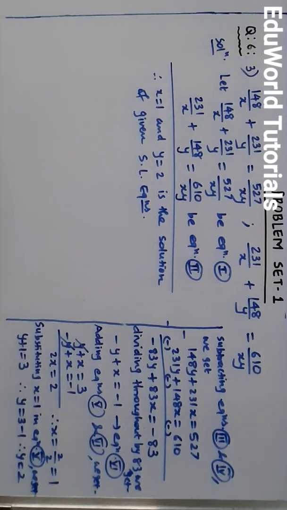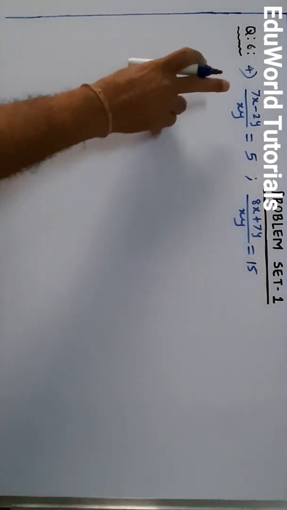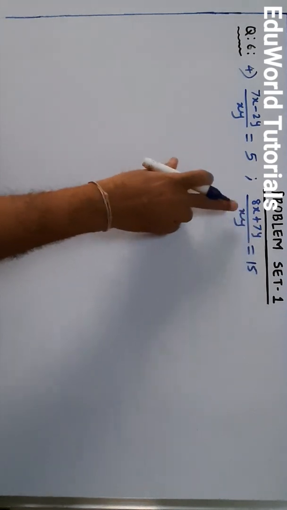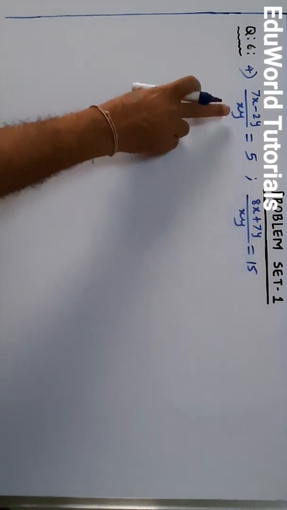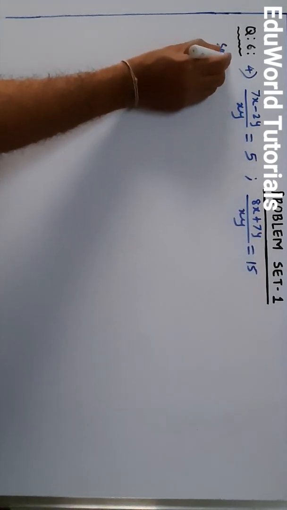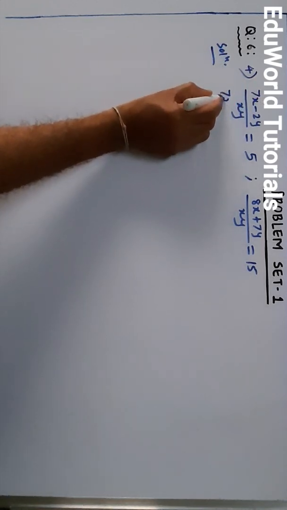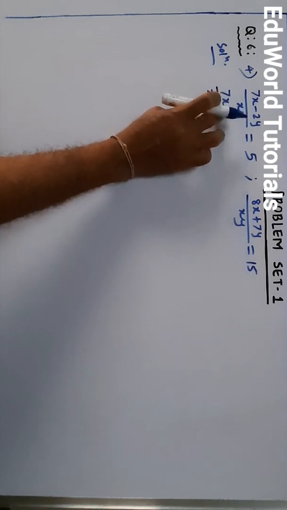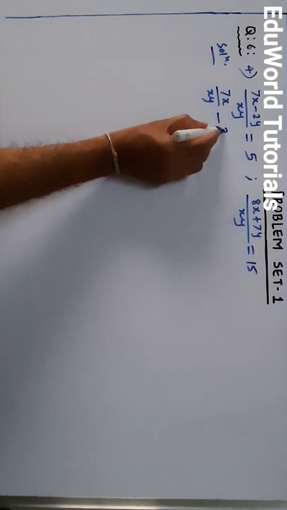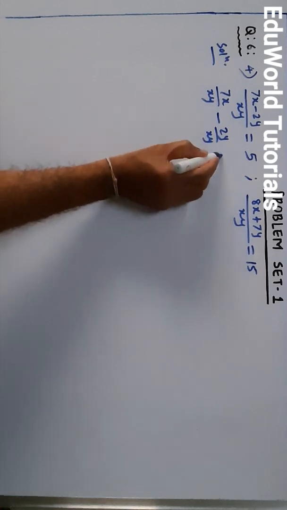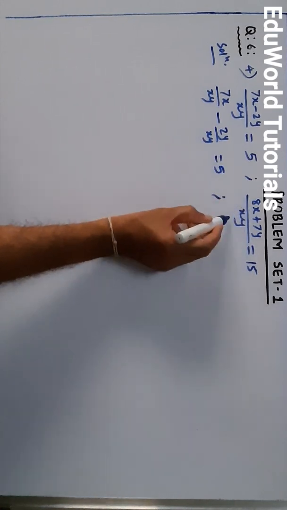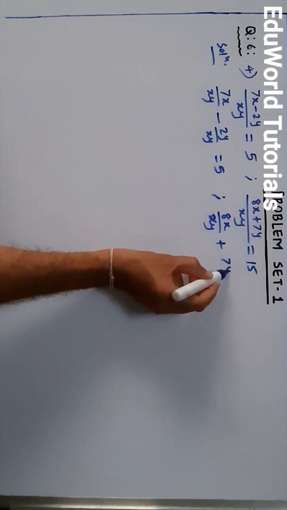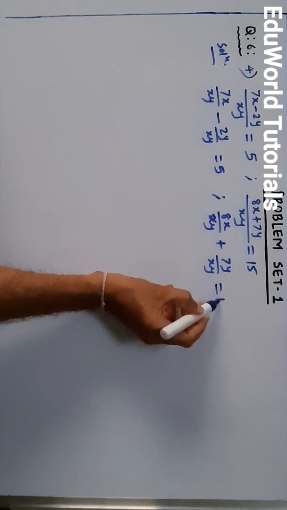Now the next sum we are going to solve is sum number 4. 7x minus 2y upon xy is equal to 5. 8x plus 7y upon xy is equal to 15. What we will do is, in the solution we will split this equation. 7x upon xy, both the terms are split this way. 7x upon xy minus 2y upon xy is equal to 5. And this equation becomes 8x upon xy plus 7y upon xy is equal to 15.